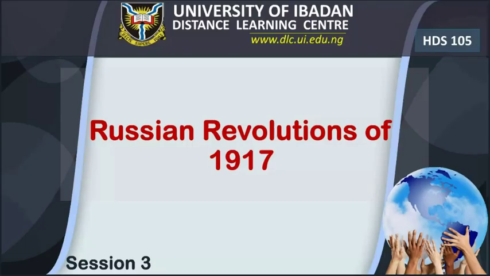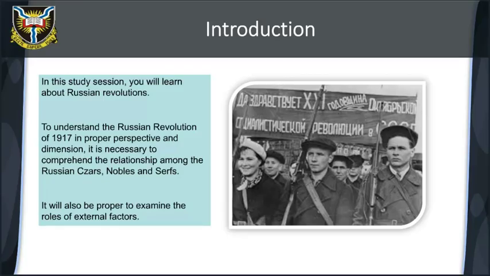Section 3. Russian Revolutions of 1917. Introduction. In this study section, you will learn about Russian revolutions. To understand the Russian Revolution of 1917 in proper perspective and dimension, it is necessary to comprehend the relationship among the Russian Tsars, nobles, and serfs.